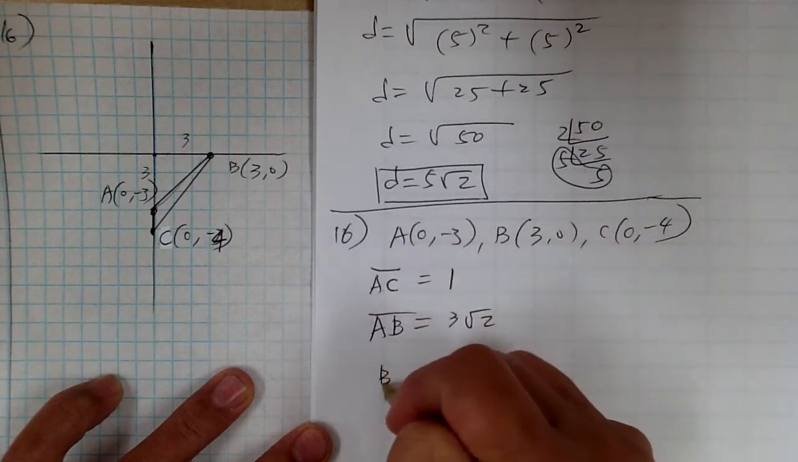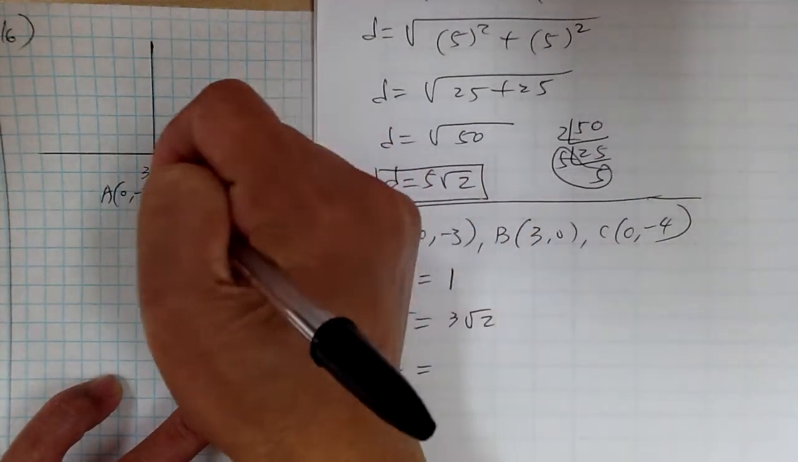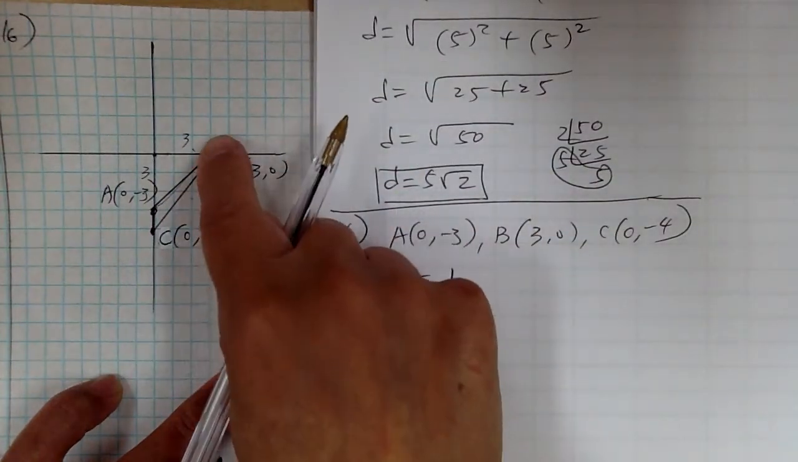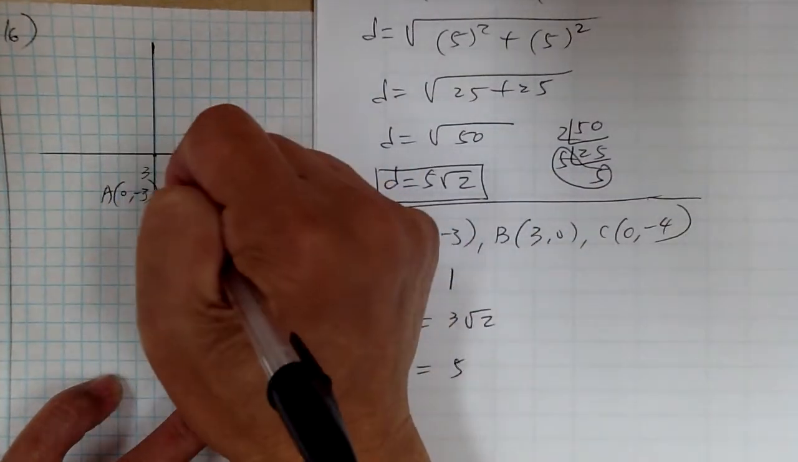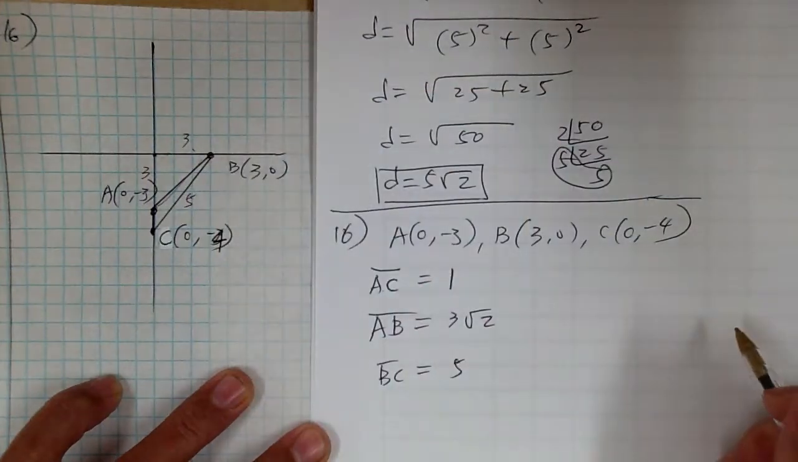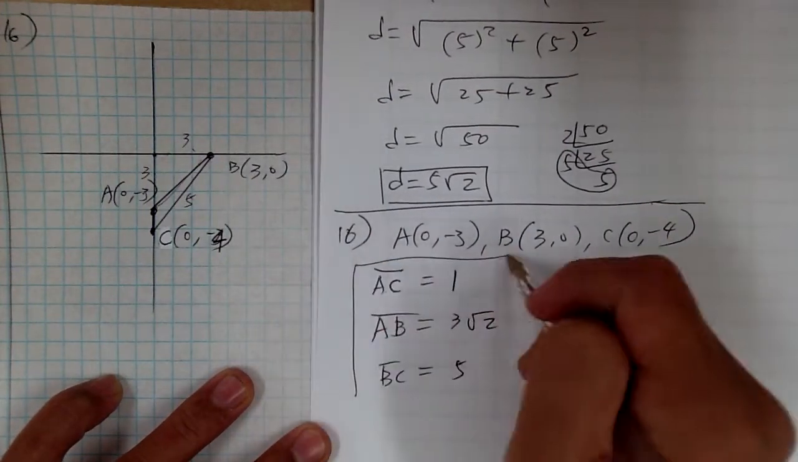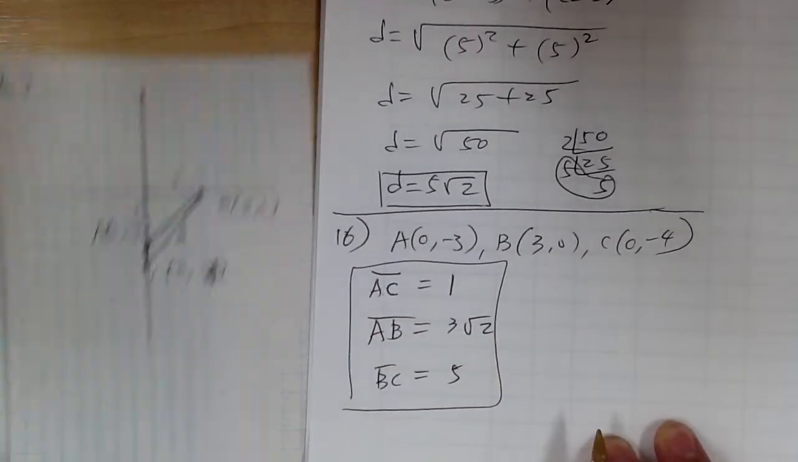And BC is going to be 3, 4, 5. Right? And if you look at it, it's 3, 4. So this will equal 5. Okay? So all these are special triangles. Okay, and that's it. Very simple. Okay, let's go to number 20.